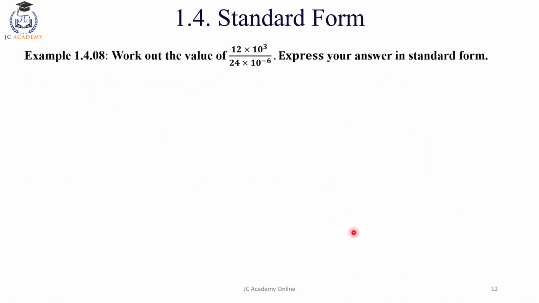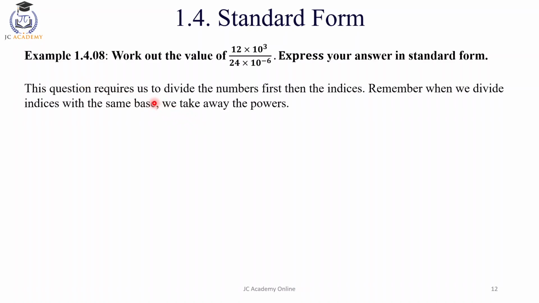Okay, let's look at another example. Work out the value of 12 times 10 to the power of 3 divided by 24 times 10 to the power of minus 6. Express your answer in standard form. So this question requires us to divide the numbers first, then the indices. Remember, when we divide indices with the same base, we just deduct the powers.